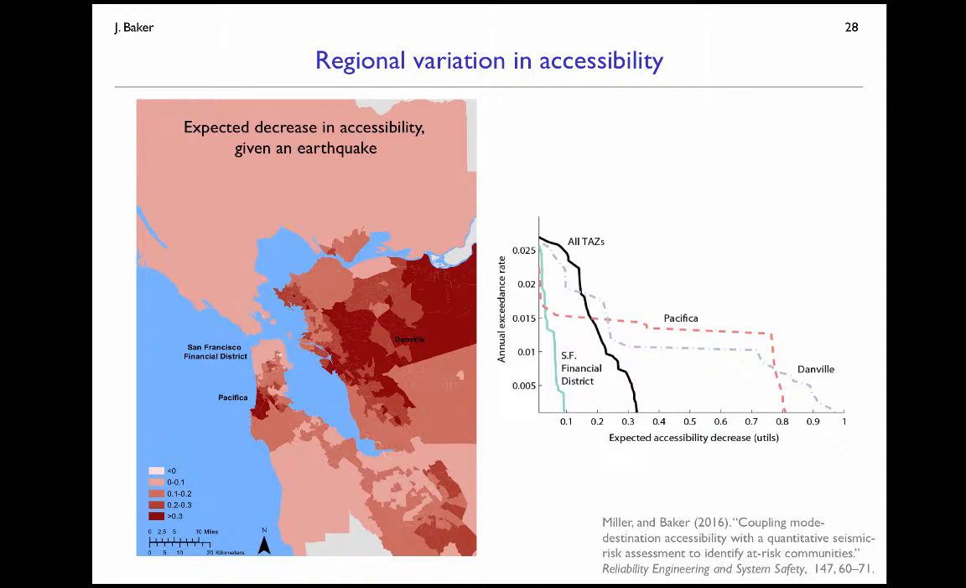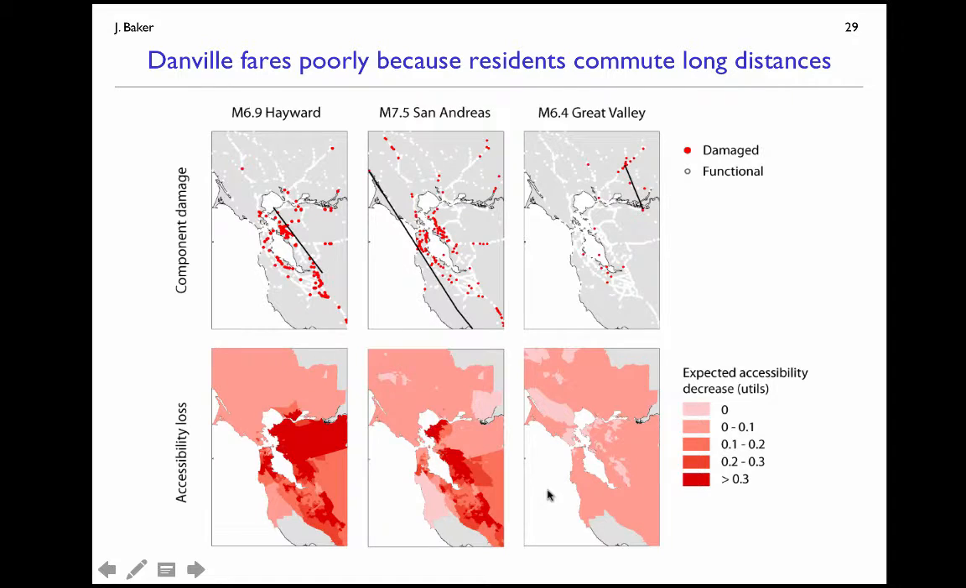Certainly I should note that these regions are representative of the spatial variation in accessibility decrease. So Danville is over in this red area where we have greater accessibility impacts. Pacifica has greater accessibility impacts. San Francisco Financial District doesn't have those levels of accessibility impacts.